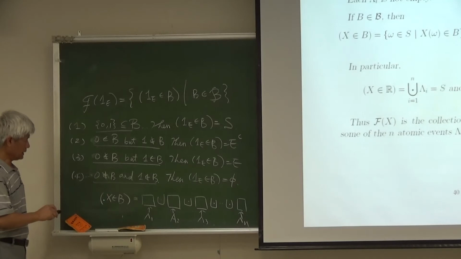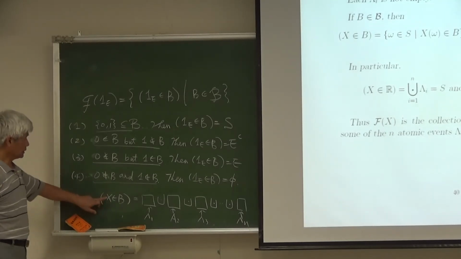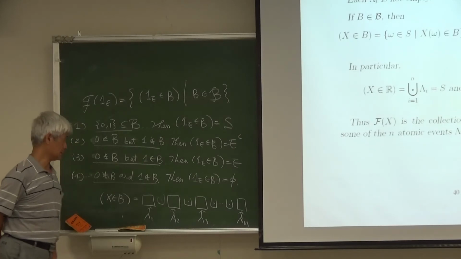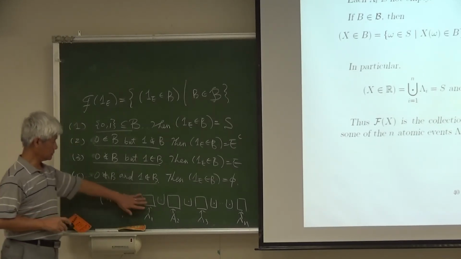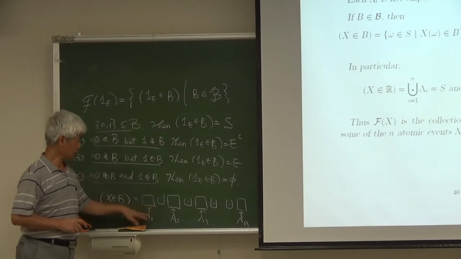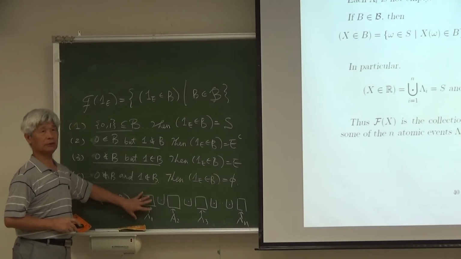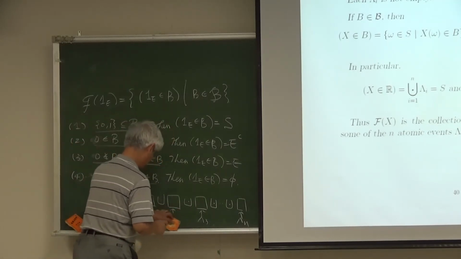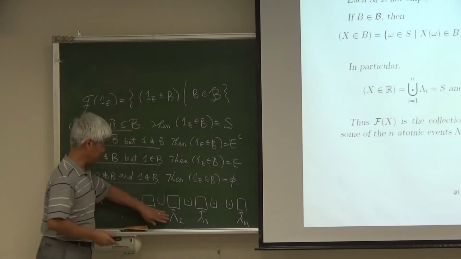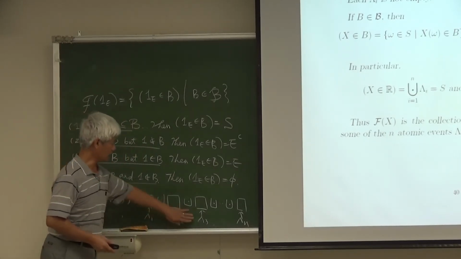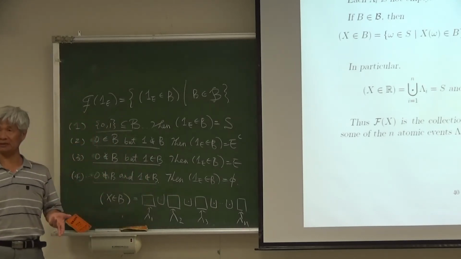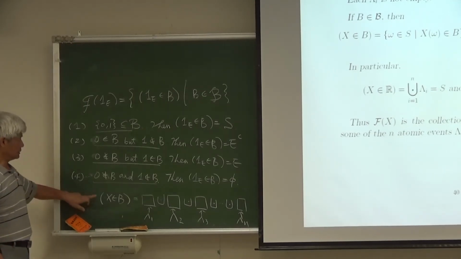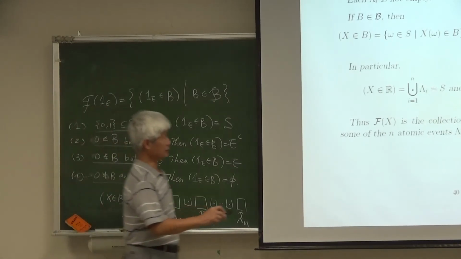Any event of interest observed through this discrete random variable x is a disjoint union of atomic events. The first atomic event can be here or not, so you have two choices. You can put number one here or don't put it, so you get a blank here. Or you can put the number two or not. So each atomic event has two choices, and you have n atomic events, so the number of possible choices is 2 to the nth power. That is the number of events of interest, so this is the size of the sigma algebra.